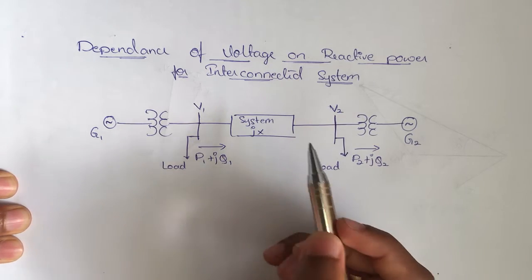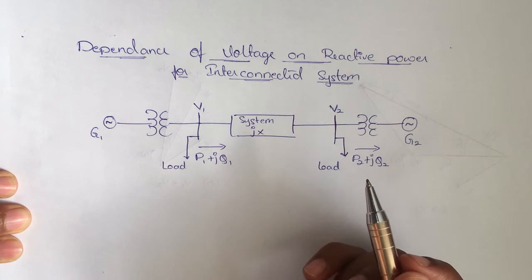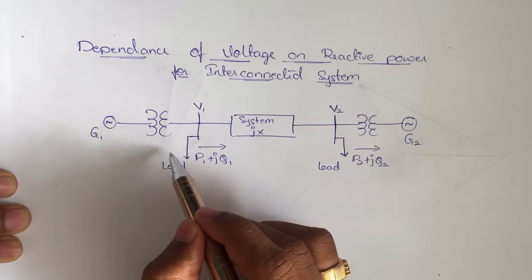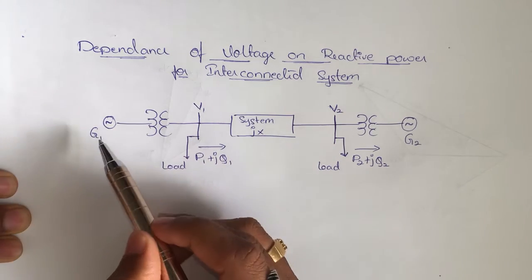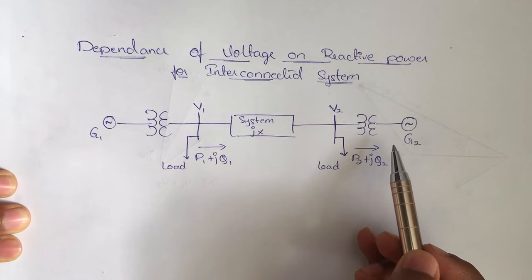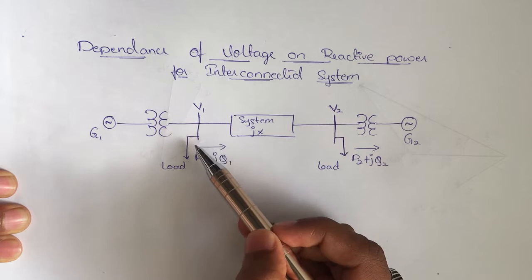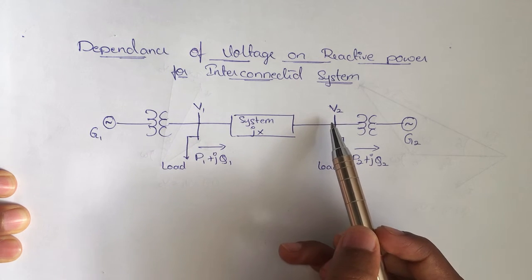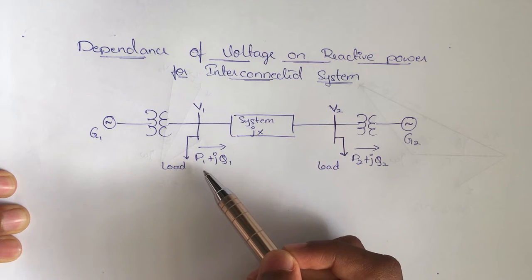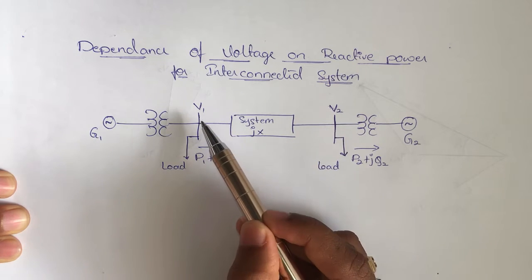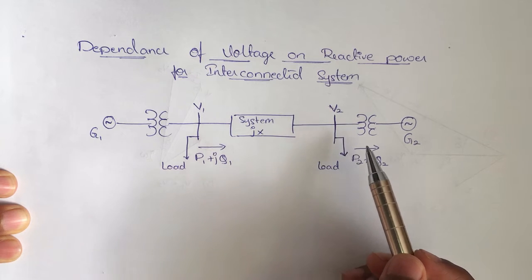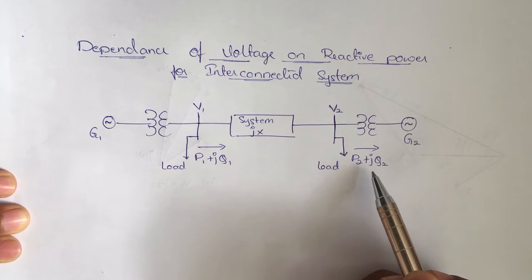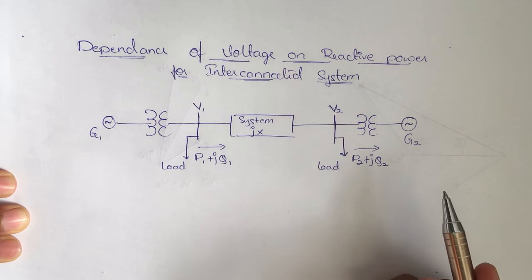So let us consider a system of two generators as shown here. We have two generators G1 and G2. The voltage at node 1 or bus 1 is V1. The voltage at bus 2 is V2. We have a load of P1 plus jQ1 at bus 1, and at bus 2 we have a load of P2 plus jQ2.